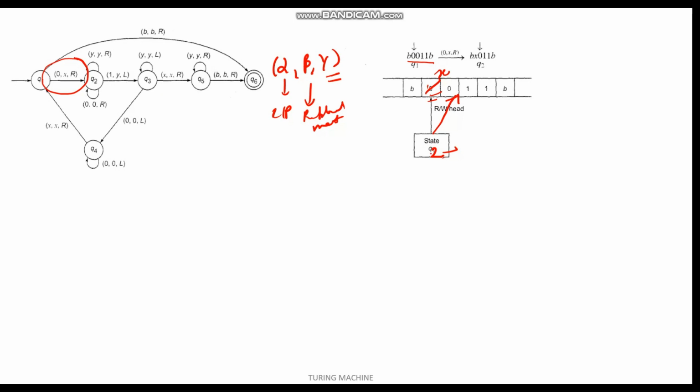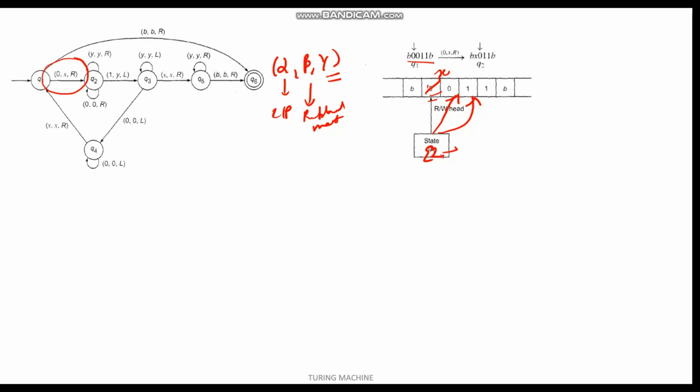Fine. So now Q2 is pointing to this 0. When Q2 is given input 0, we can see from here this 0 is replaced with 0 only. So no change, no overwriting of the value, and the head will move towards right. So 0 will remain 0, and the head will start pointing towards the right, that is over here. Is there any state change? No. With 0 it remains at Q2 only.